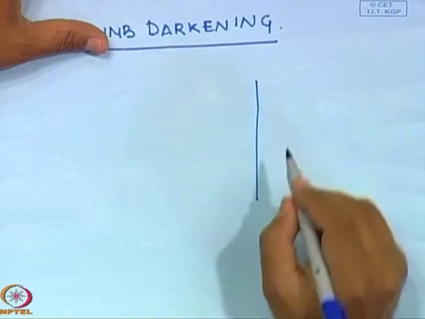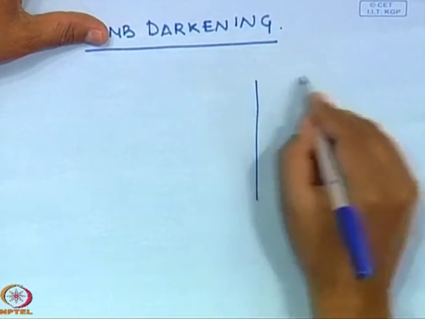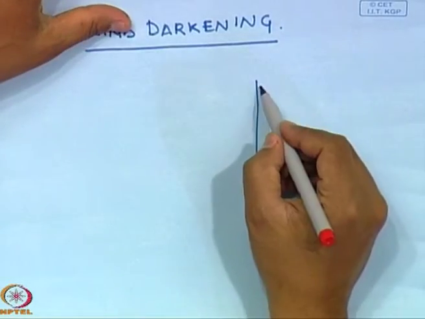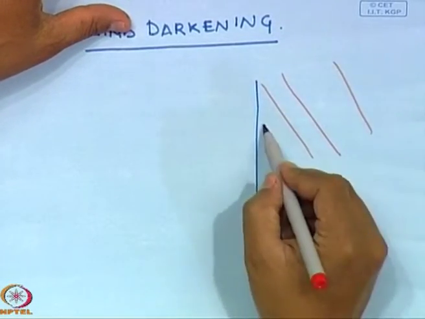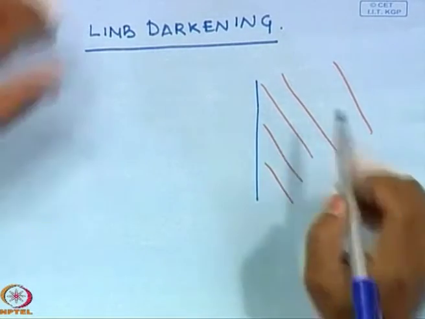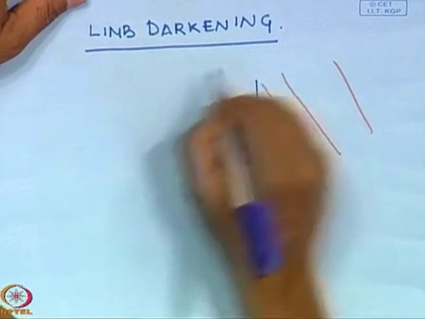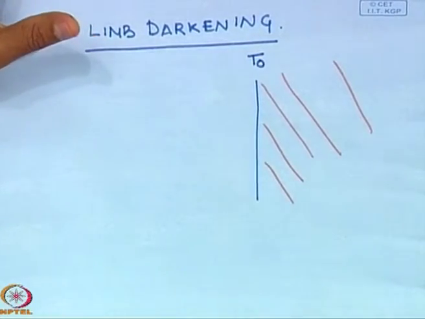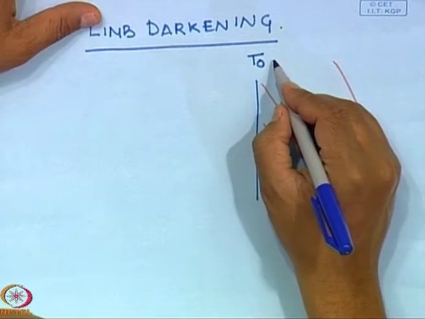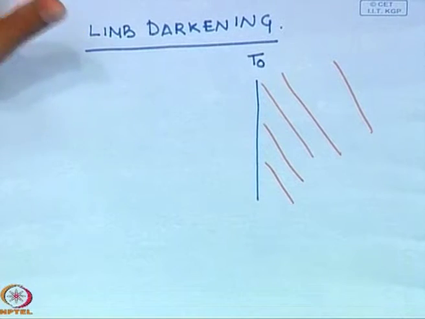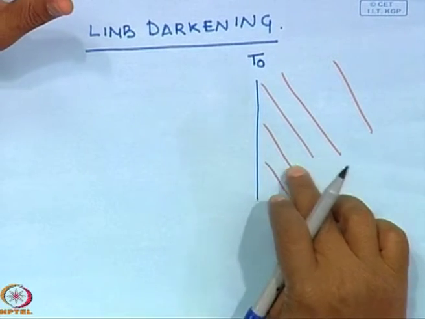On the right hand side we have the sun, the material of the sun, and we shall assume that the temperature at the surface is T naught, and the temperature increases as we go inside. It increases with distance inside the sun.